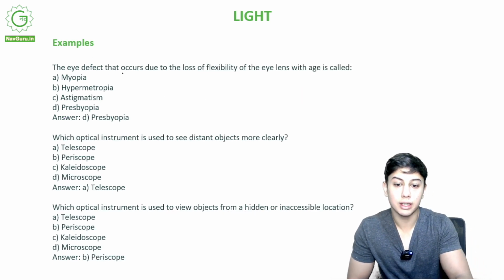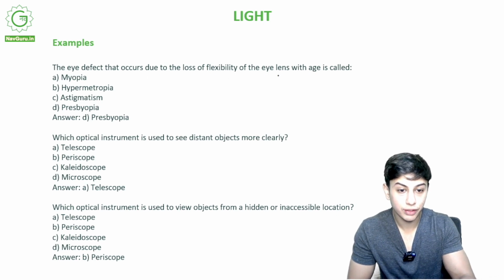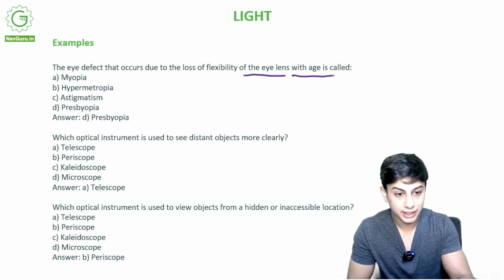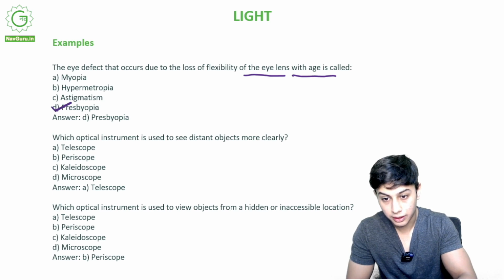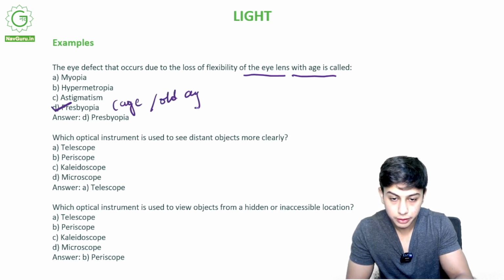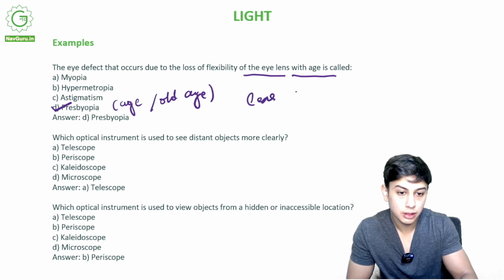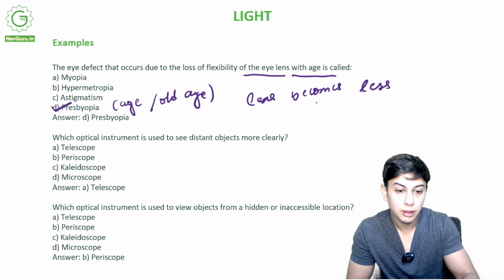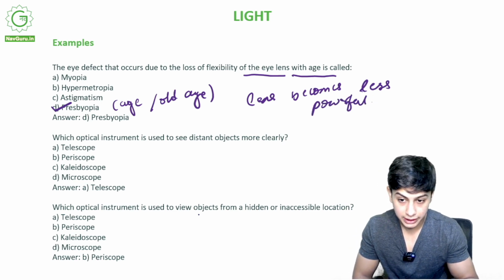The eye defect that occurs due to the loss of flexibility of the eye lens with age is called presbyopia. Remember, the key word is with age, old age. Lens becomes less powerful. It is not able to adjust the lens of the eye.